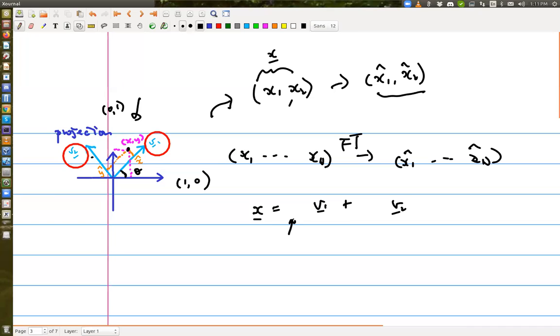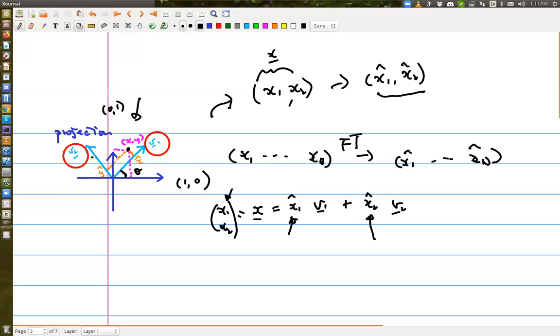And what are these coefficients? The coefficients are basically these coordinates, right? This new coordinate should be equal to x1 hat, x2 hat here. You can see when I do a transform, it's actually just changing the original coordinate into the new coordinates, which is the transform itself. So now the question is, what is x1 hat and x2 hat?